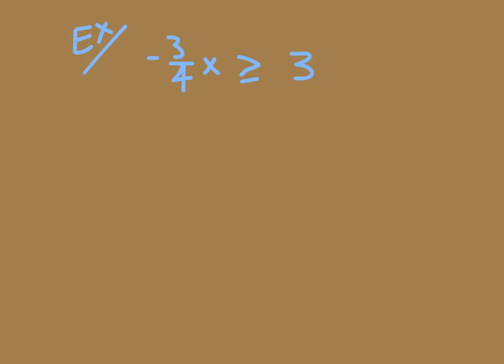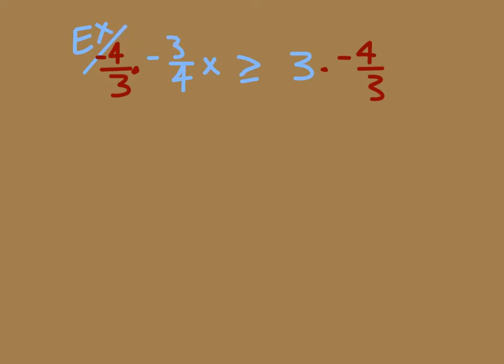On this last example, I want to go through this problem, and it's -3/4 times x is greater than or equal to 3. From here, if I have a fraction out here, instead of dividing by -3/4, I want to multiply by the reciprocal. So I'm going to multiply by -4/3.